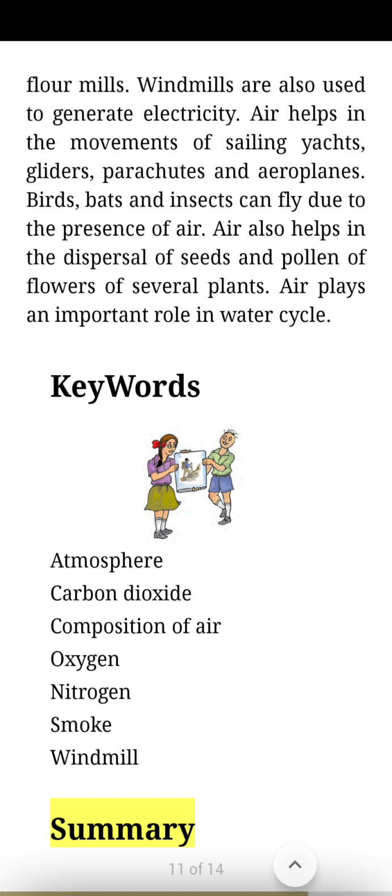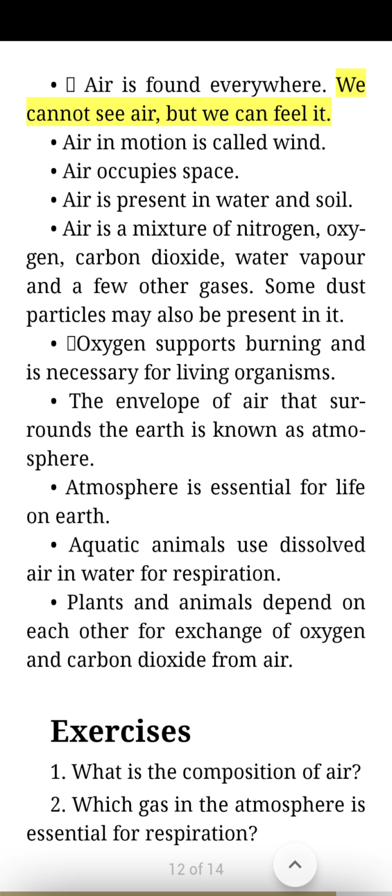Summary: Air is found everywhere. We cannot see air, but we can feel it. Air in motion is called wind. Air occupies space. Air is present in water and soil. Air is a mixture of nitrogen, oxygen, carbon dioxide, water vapor and a few other gases. Some dust particles may also be present in it.